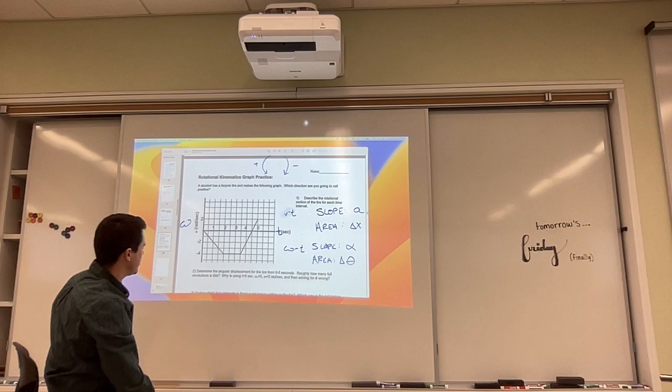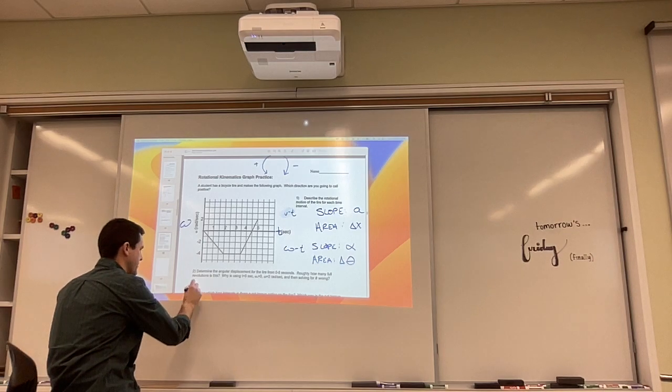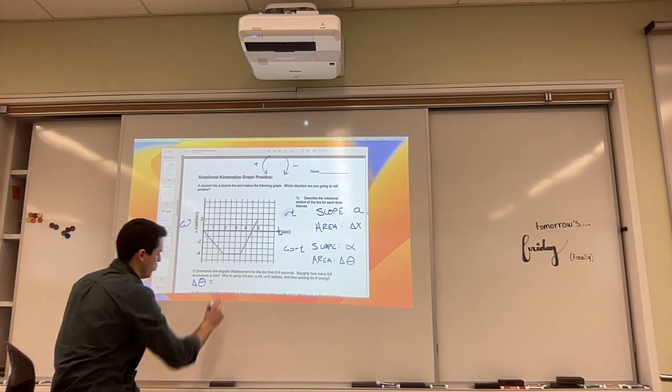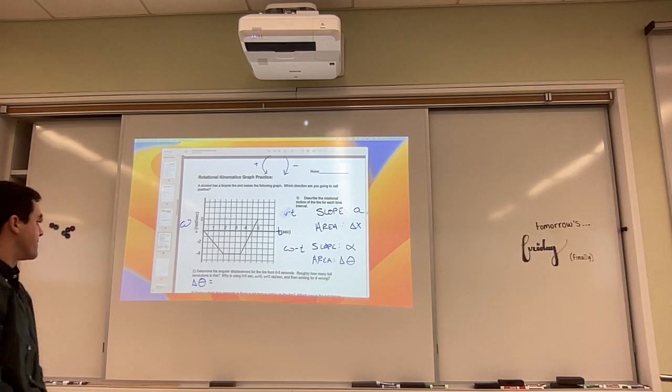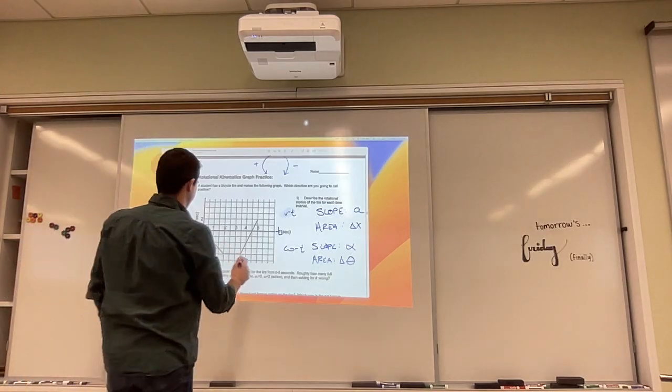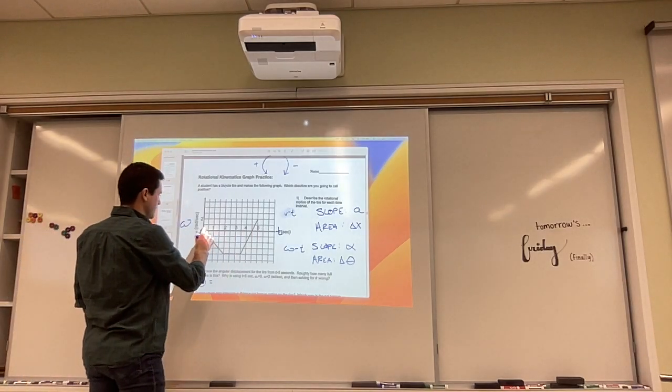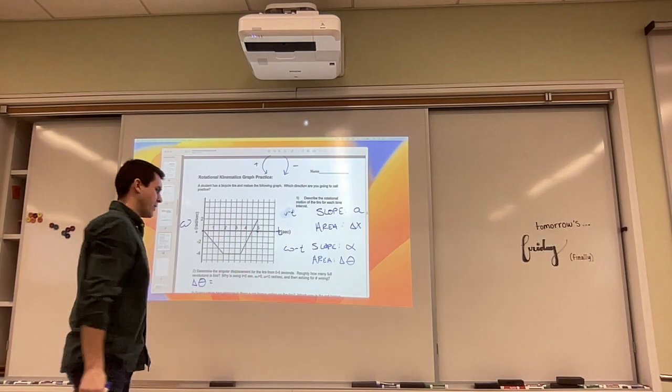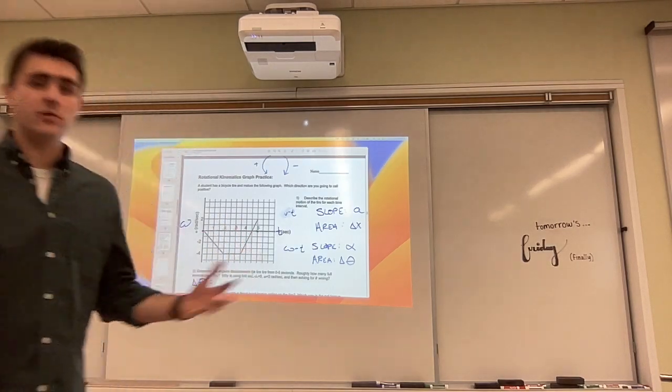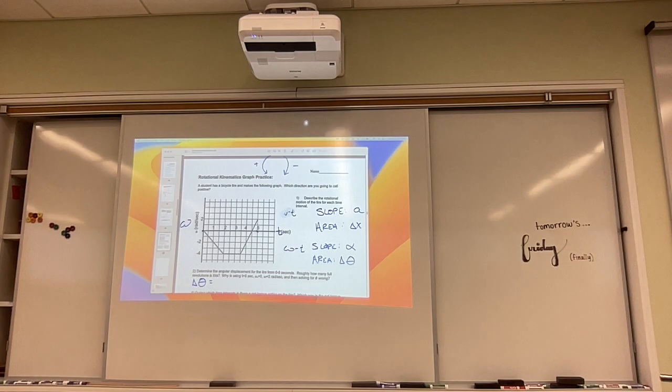This says it needs me to determine the angular displacement. So basically it's asking what is the change in theta from 0 to 5 seconds. That's from here to here, the entire graph. Roughly how many full revolutions is this? And then why is it using t equals 5 seconds?